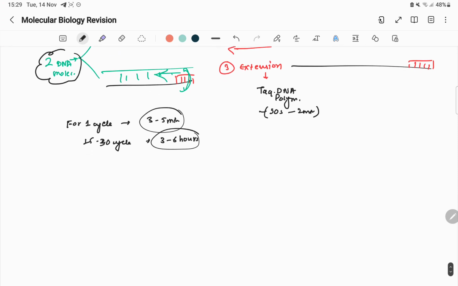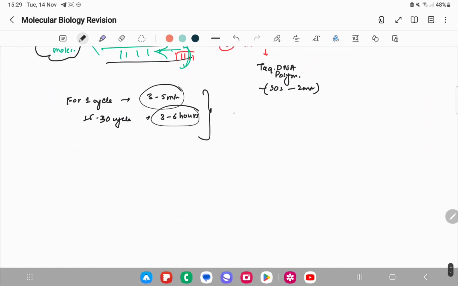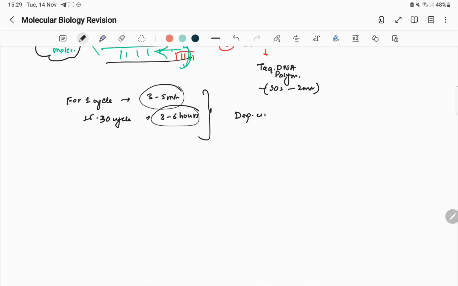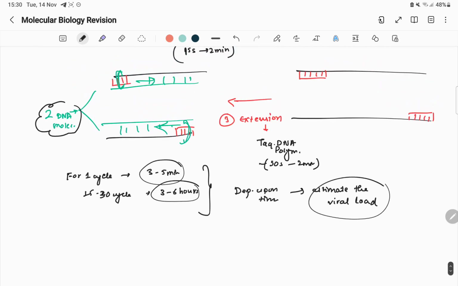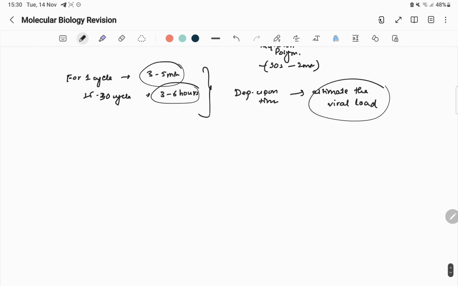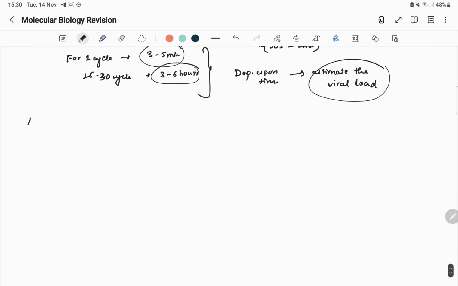So what is the use? Depending upon the time taken for your cycles, you can estimate the viral load. So what are the applications of PCR?